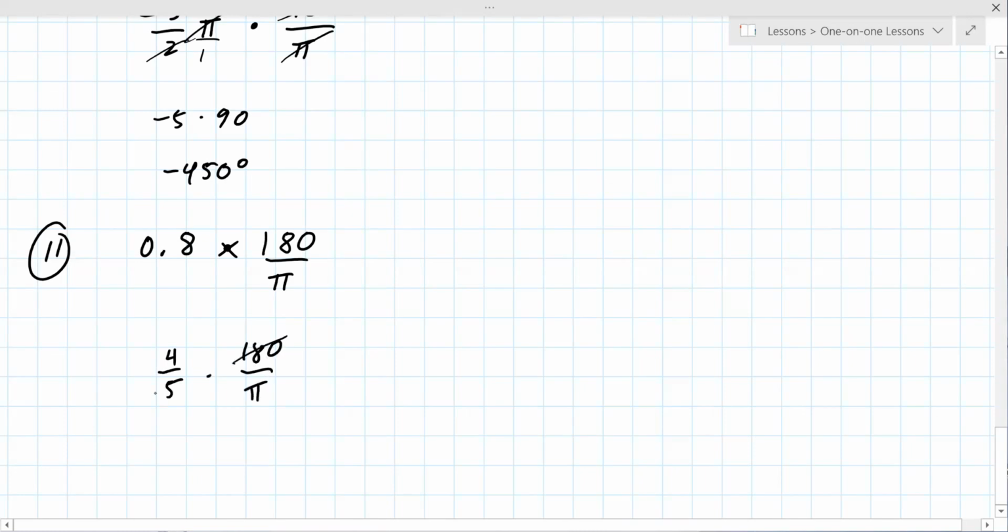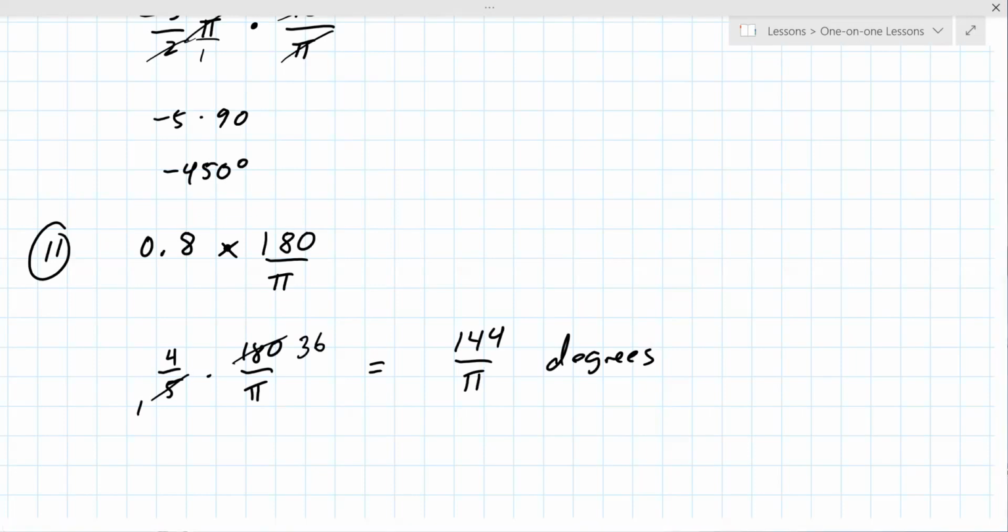So 5 goes into 180 36 times. And then 4 times 36 is 144 over pi. And this is in degrees. It's weird because it's got a pi, but that's okay.